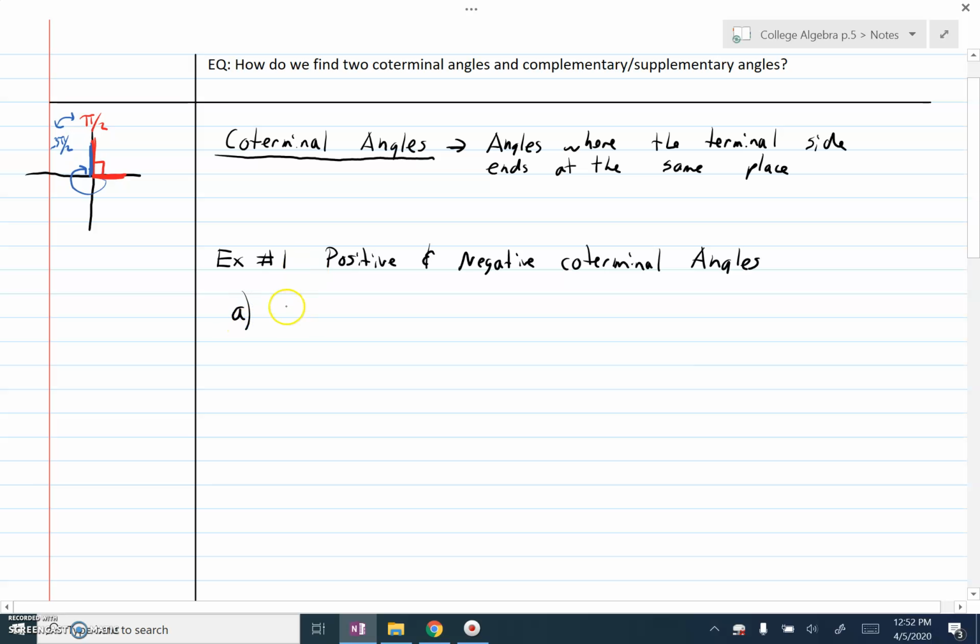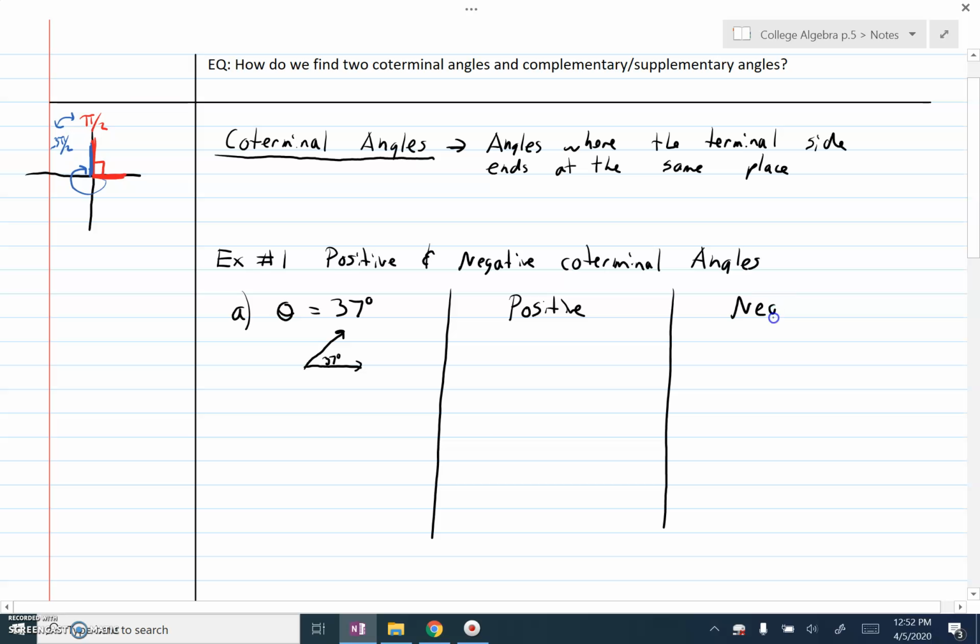So the first one is, let's say we have an angle. We'll do it in degrees first. So theta equals 37 degrees. Theta is just another way to name angles. Often in trigonometry we use Greek letters. So theta would be 37 degrees, which means I have some angle here. If I'm looking at my unit circle kind of idea, this is my line. Here's my terminal side. This is 37 degrees. That's what theta means. So what's another way to end at that exact same spot? Let's look at the positive first. For each problem here we'll do columns: positive, and then negative, because for each of these we're trying to find each.